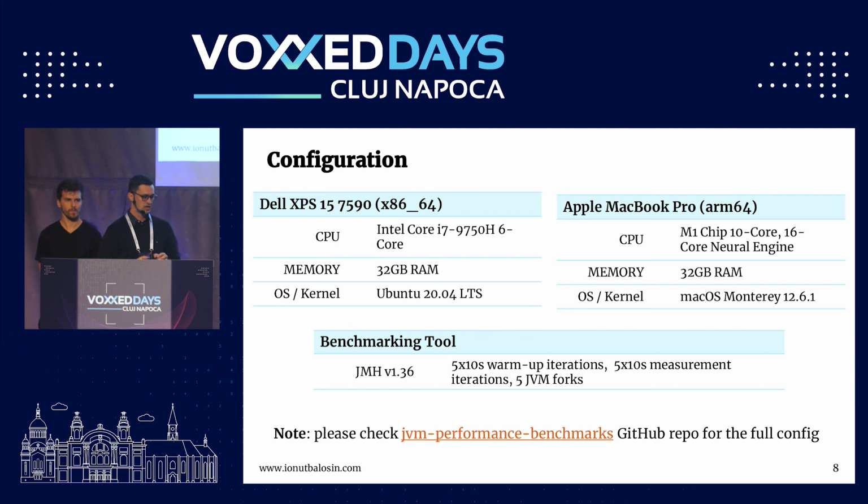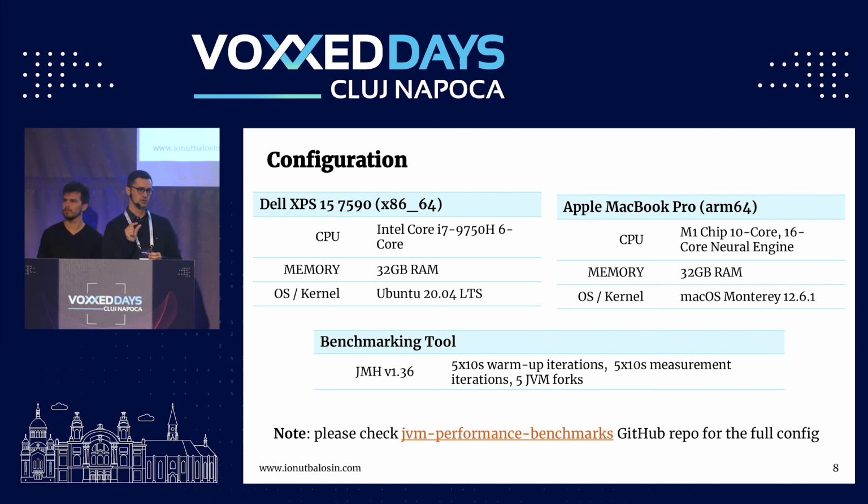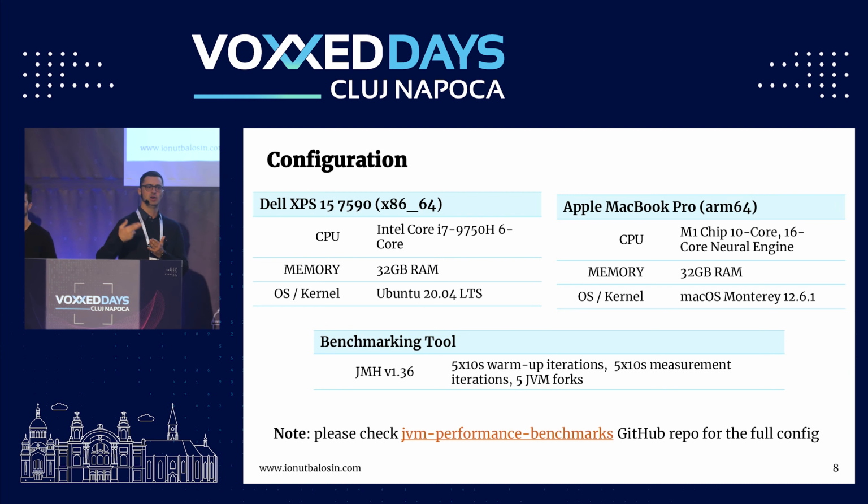All of these benchmarks were run using JMH. Have you heard about JMH, the Java Microbenchmark Harness? Okay, a few, good. This is actually a library that you can use. It's more or less annotation based, and you can use it to do micro benchmarks. So for example, you have a tiny little method, and with this tool you can detect how much time it takes that method to run in optimal conditions.